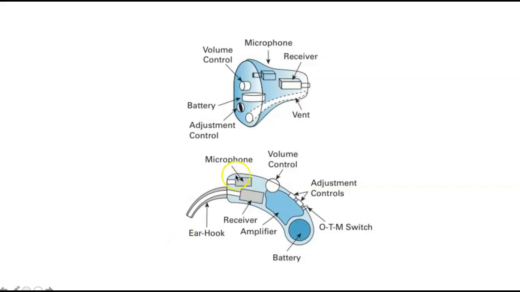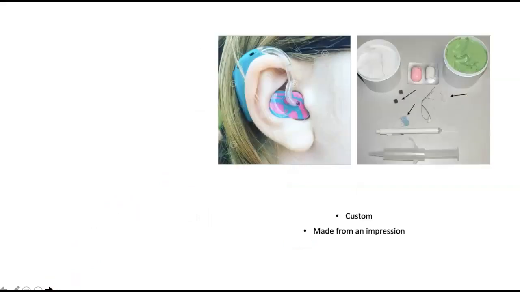Sound enters the microphone here. It is processed through the amplifier and the digital signal processor. It is then presented to them through the receiver, the speaker. Same here. Received in the microphone, processed in the digital signal processing chip, and then presented to the person through the receiver.